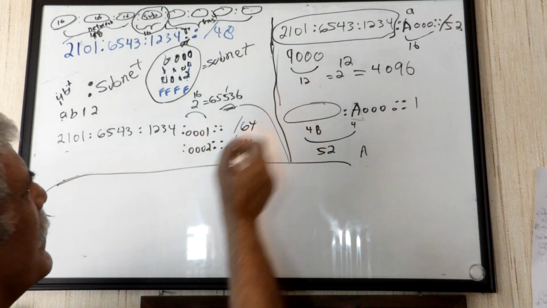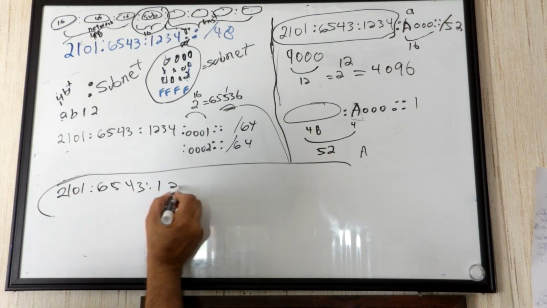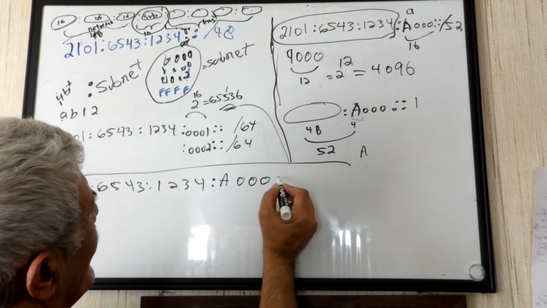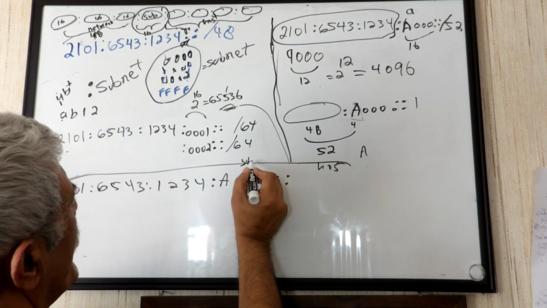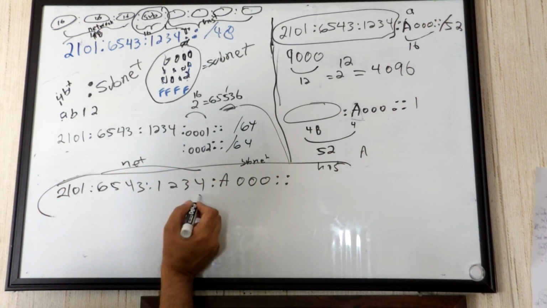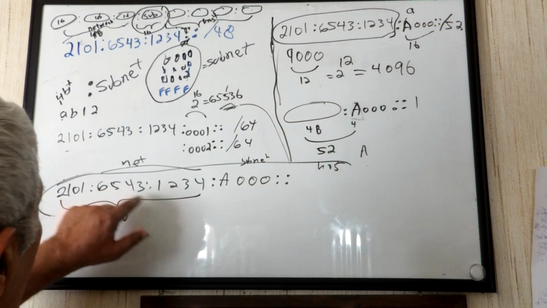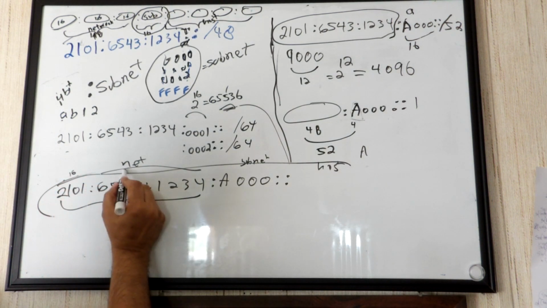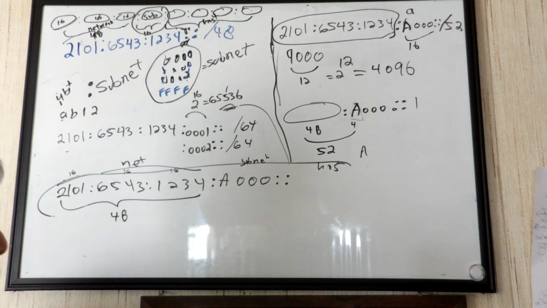Okay, we talk about this one. We say 2001, 6543, 1, 2, 3, 4, and then we have A000, and then we start for the host. This is the host, that's the subnet, and this is for the network. Network, we talked about, is a total of 48 bits. There are 3 of them, each of them has 16 bits. 16 bits here, 16 here, 16. 3 times 16 is 48, and this is going to be for subnet.